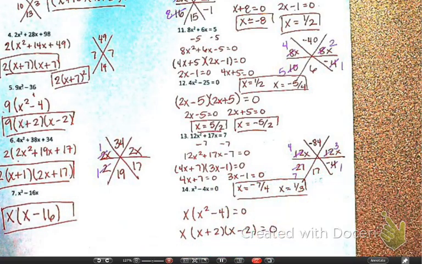Now here's where people mess up on this problem. How many answers will I have? 3.